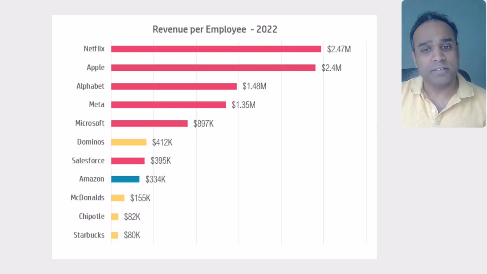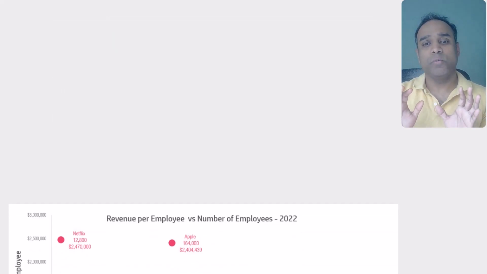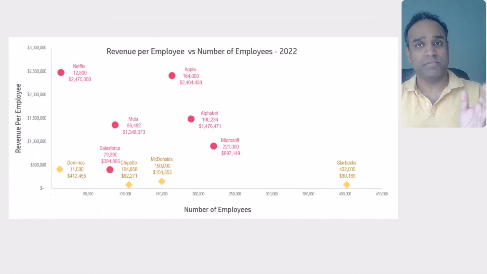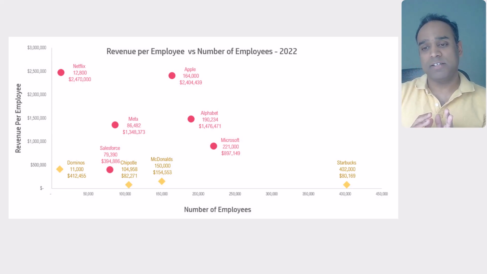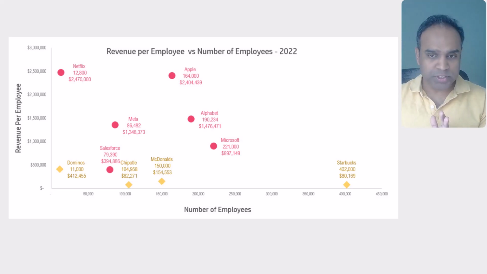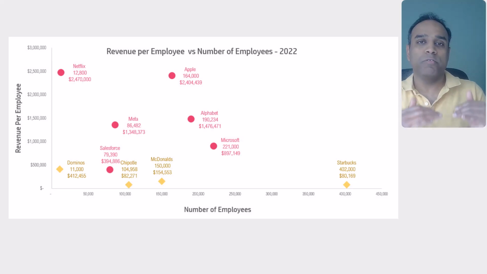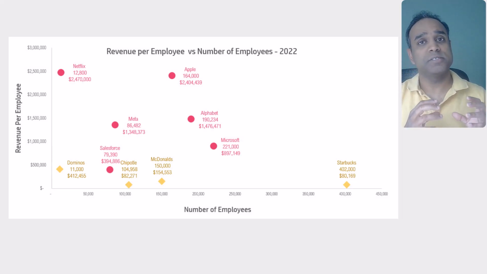But here is another visual representing where these companies stand in terms of number of employees and revenue per employee. So if you move towards the right, that means there is an increase in the number of employees. The company is larger in terms of number of employees. If you go further up north, that means the revenue per employee is getting higher.